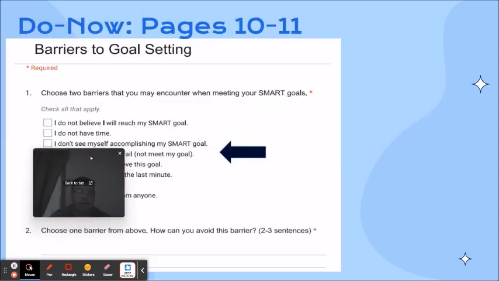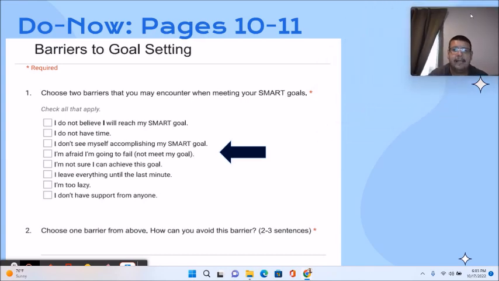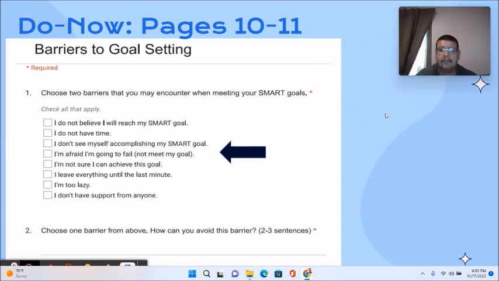Now you're going to work on pages 10 and 11. This is what you're going to do on pages 10 and 11 on your packet. You're going to choose two barriers that you may encounter when meeting your SMART goals. That's question number one. Choose two barriers that you may encounter when meeting your SMART goals. Now it says check all that apply. Just check on two.